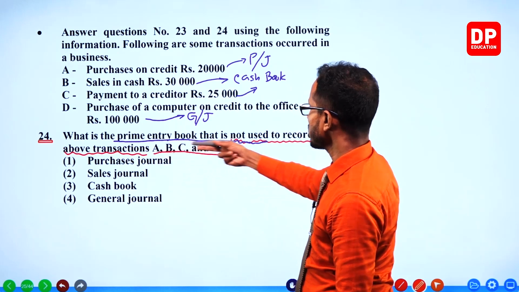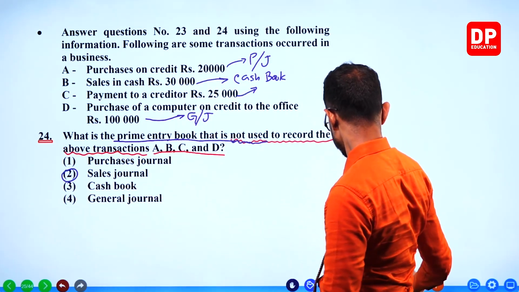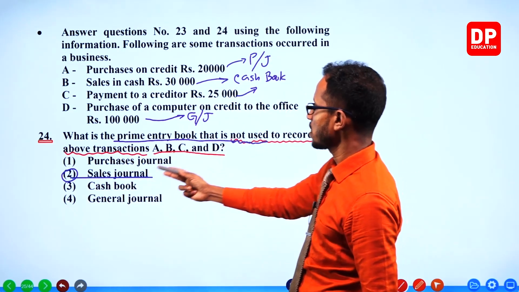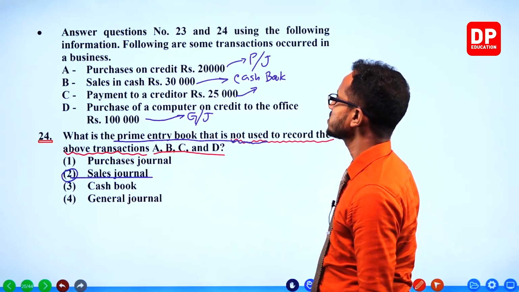Which prime entry book is not used? Sales journal. Purchaser's journal is here. Cash book is here. General journal is here. Sales journal is not used.